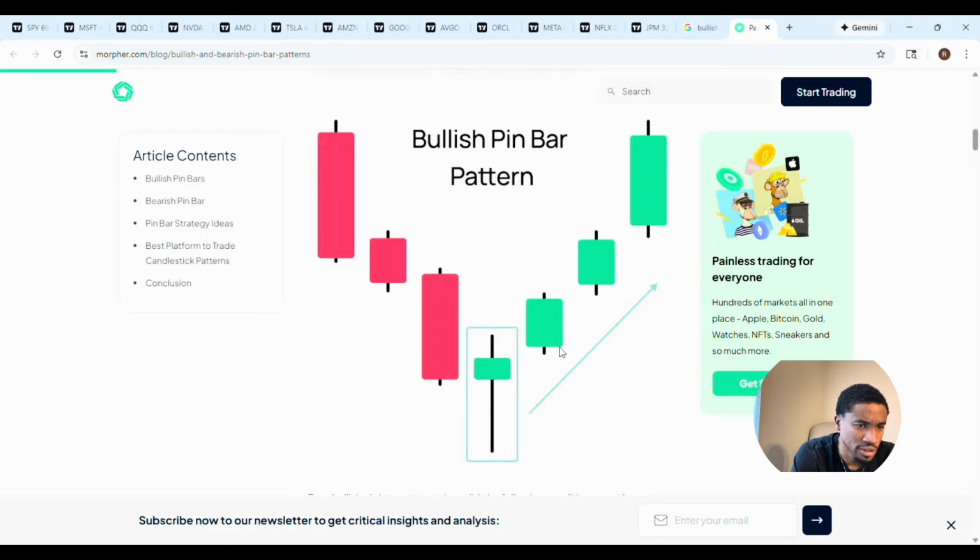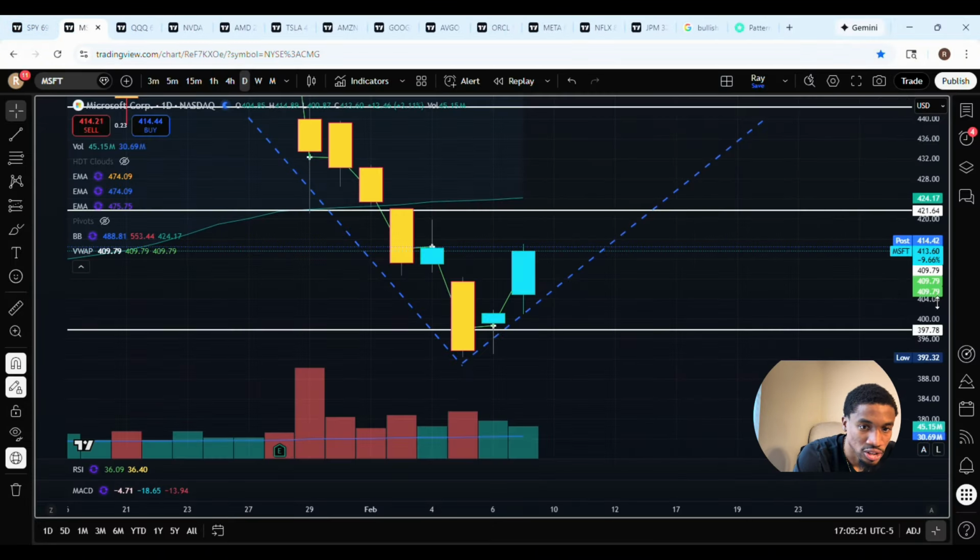If you see this candle right here, the second candle closes above the previous pin bar's wick. So this is the candle that's going to confirm if you should get in or not. So there are 2 entries you can get in. You can get in when the stock goes above. Let me go back to the chart. So there are 2 ways you can get in.